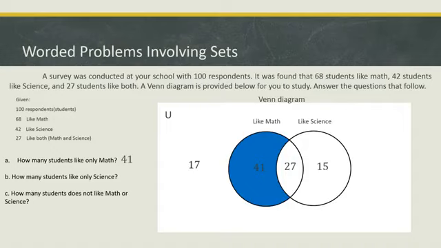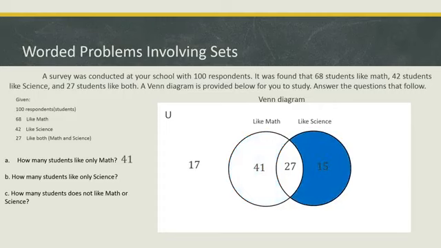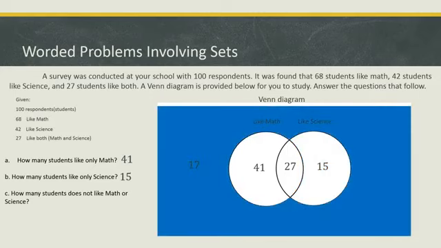And how many students like only science? Okay, very good. They are 15 students. And how about how many students do not like math or science? Meaning, they do not like math, and they also do not like science. These are the students outside your Venn diagram. 17 students. So now our question is answered. So this is how you solve a worded problem involving sets. Okay, let's have another example class.